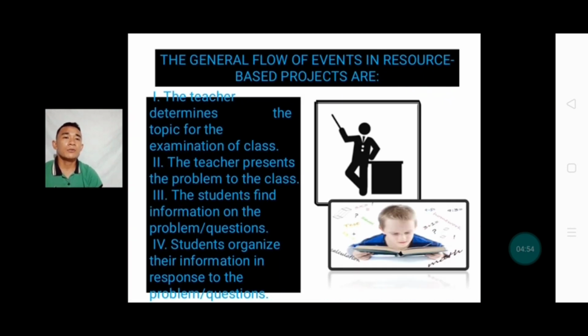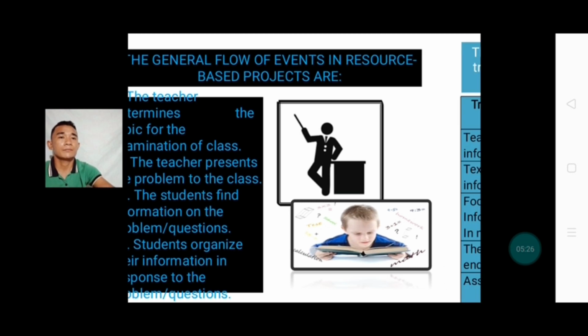The general flow of events in resource-based projects are: first, the teacher determines the topic for the examination of the class. Second, the teacher presents the problem to the class. Third, the students find information on the problem and questions. Fourthly, the students organize their information in response to the problems and questions.